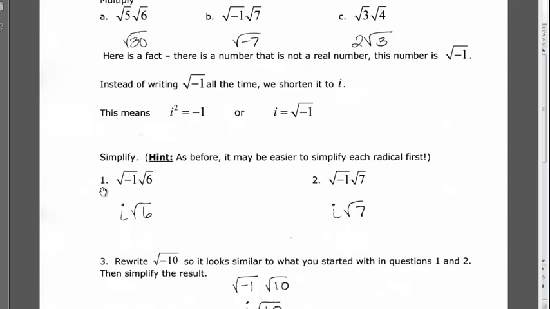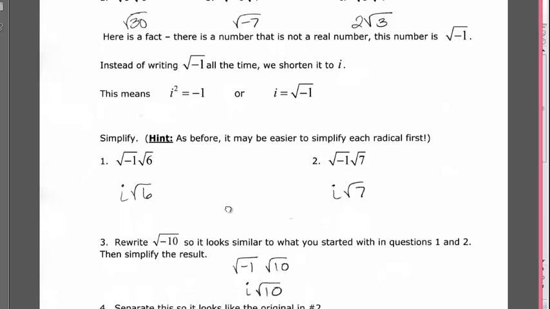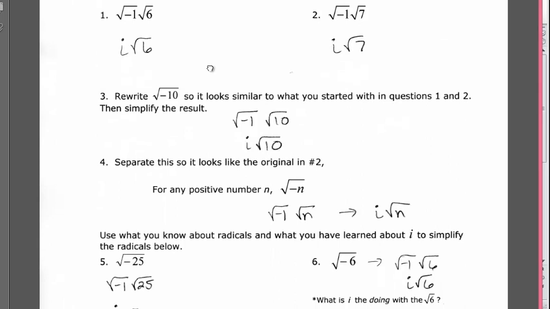So if you have something like square root of -1 times 6, instead of the square root of -1, we're going to put the I in. Now remember, that was square root of -1 times 6, so now this is now I times 6. Same with number 2. Number 3, I'm asking you to rewrite it so that you have square root of -10 into 2 radicals. Square root of -1 and square root of 10 would be the best way to do it, because square root of -1 now becomes I.